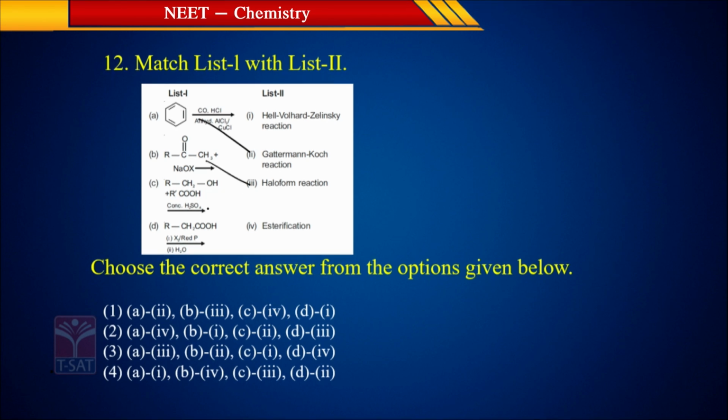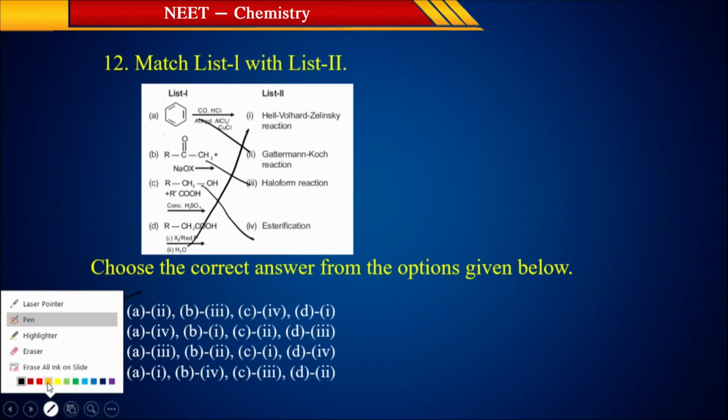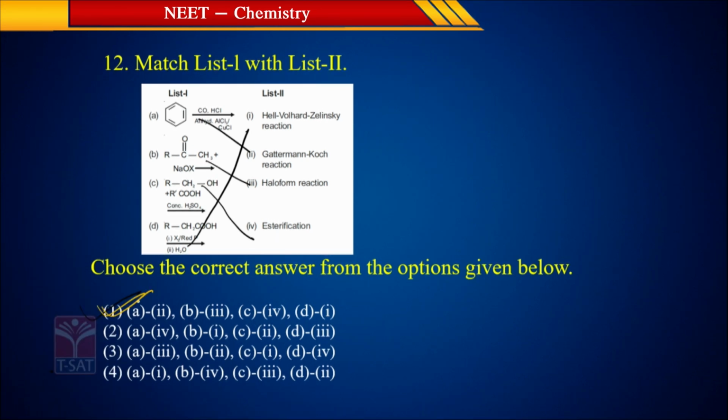Third one is esterification, formation of ester. Fourth one is another named reaction. So the correct option for this is 1 with 2, 2 with 3, 3 with 4. Yes, first option is the correct one. These are named reactions. All these are named reactions.